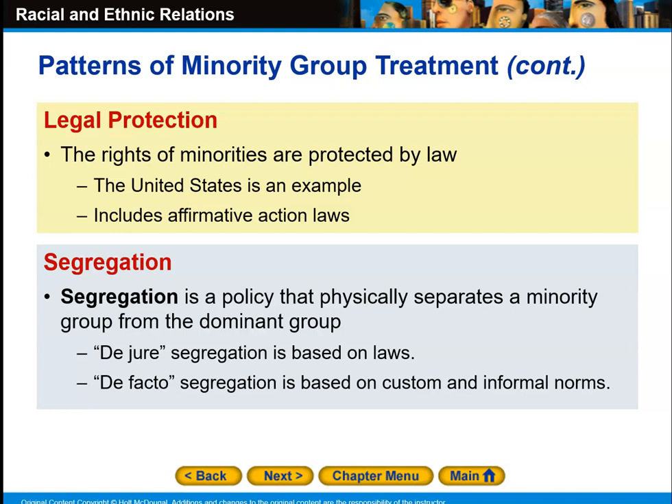De facto segregation is the practice that took place after the 1950s, where, after the Civil Rights Act, it was no longer legal to segregate, but people still tended to do it because it was what they had grown accustomed to. And so there would oftentimes be discrimination as a result of that.